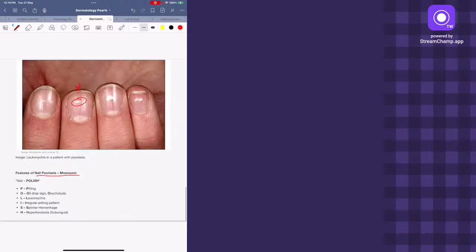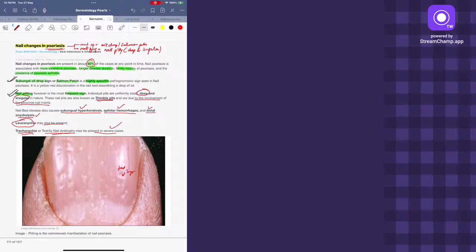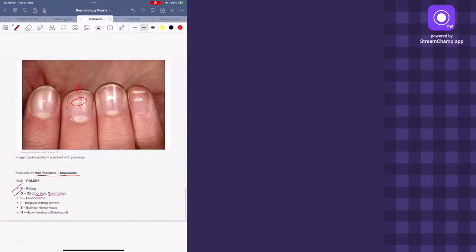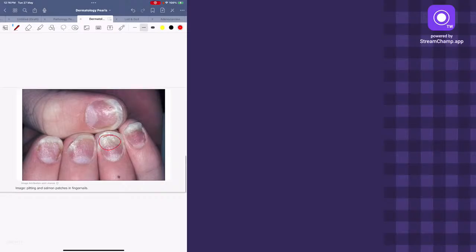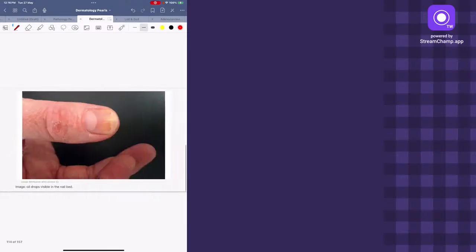How can we remember the nail changes of psoriasis? It is pitting, P for pitting, which is deep and irregular. Then we have oil drop sign or onycholysis, leukonychia, irregular pitting, splinter hemorrhages, and subungual hyperkeratosis. See, this is the salmon patch, this is oil drop.